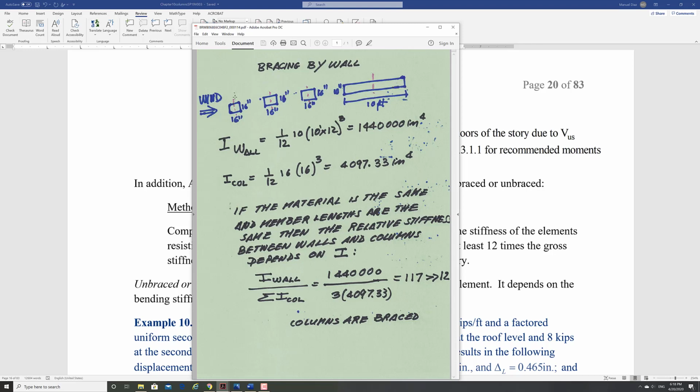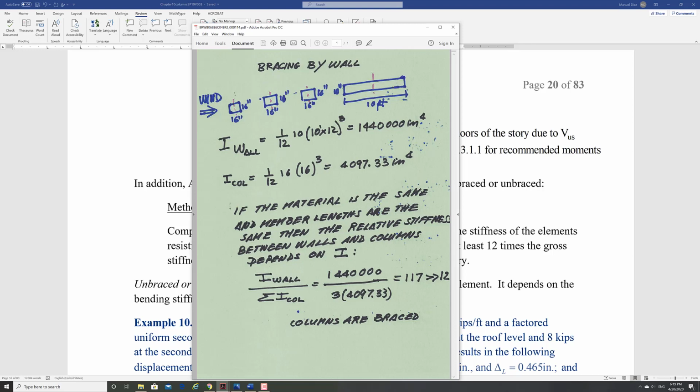But this is important: the axis of bending, remember we talked about this. The axis of bending is important because if it's rectangular, the two dimensions are not the same, so you need to know which one to use. The dimension H should always be parallel to the direction of your lateral loads. So your H is 16, 16, 16, and 10 feet.